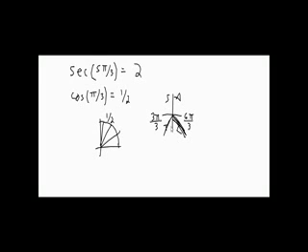So 5 pi over 3 is in the fourth quadrant. Cosine's positive there, so secant is positive there. The answer is 2.